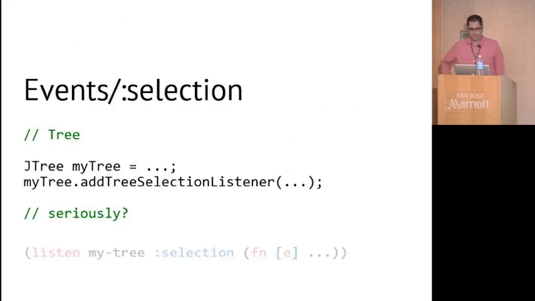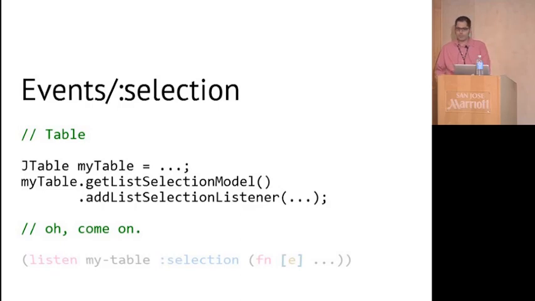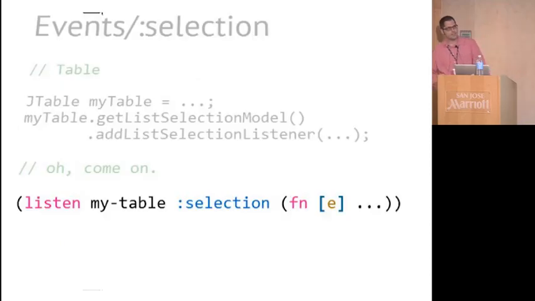Next. So say you have a tree. Well, in that case, you'll do a tree selection listener and register it. And in Seesaw, you'll just say listen, selection, done. Now with the table, you need to know that you add a list selection listener on the list selection model of the table. And in Seesaw, you say listen, selection, and you're done.